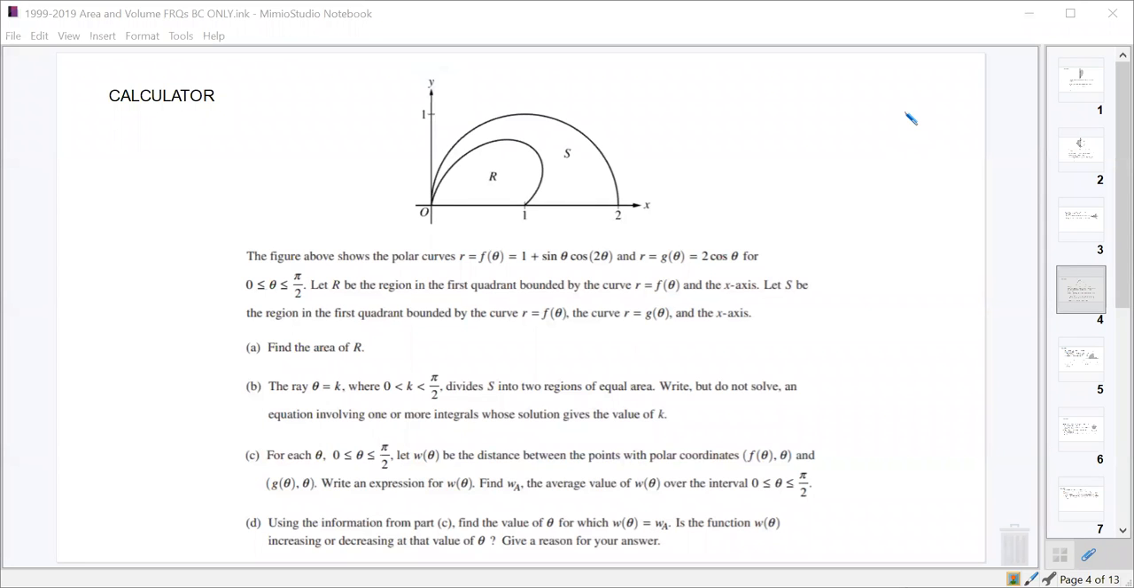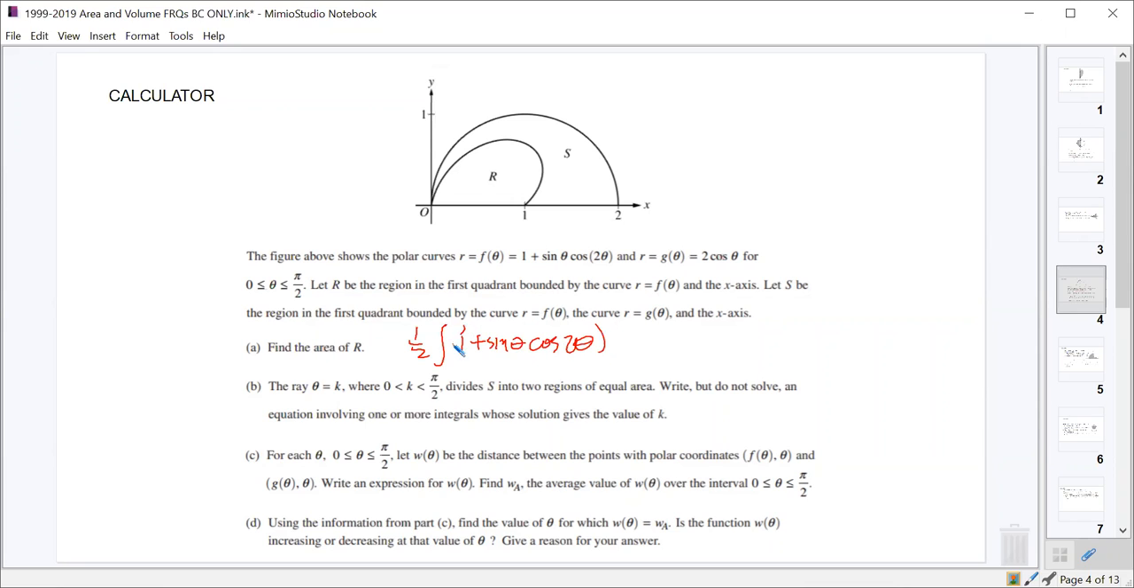All right, so for part A, they're asking us to just find the area of R. So that should be pretty straightforward. We just got to make sure that we know the formula for the area in a polar curve, which should be 1/2 of our integral from a to b, from alpha to beta. And so if we're looking at the area of R, then we should be plugging in 1 plus sine theta cosine 2 theta to that, because that's the smaller function there.